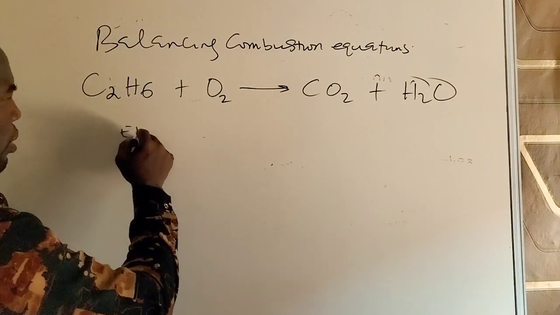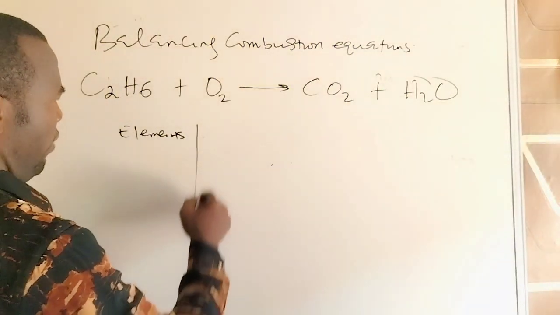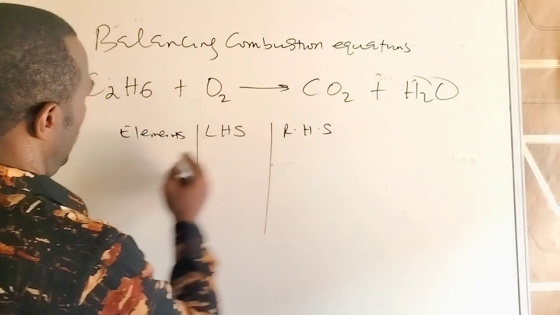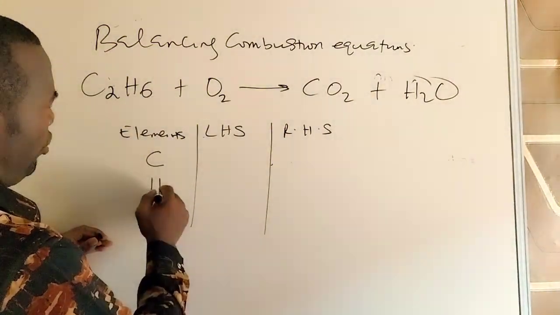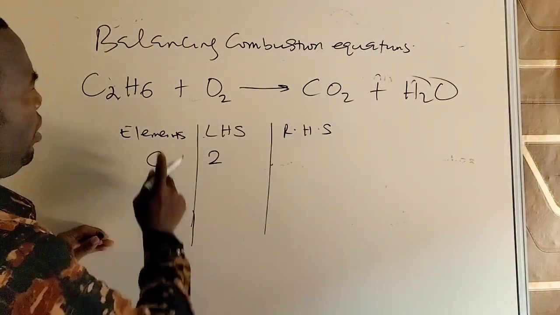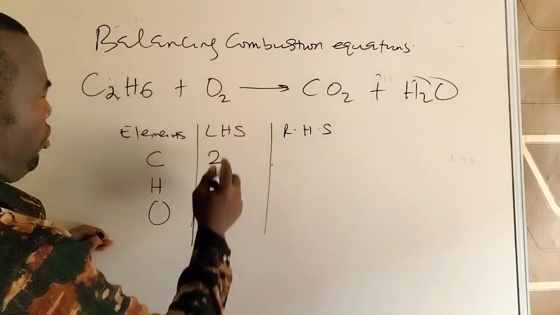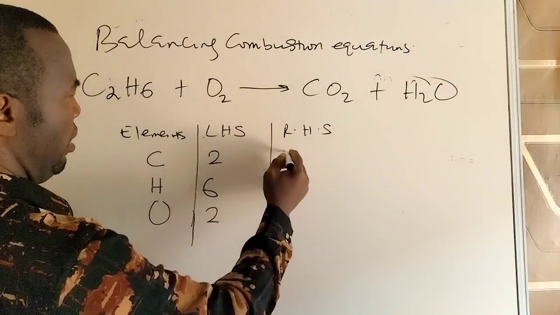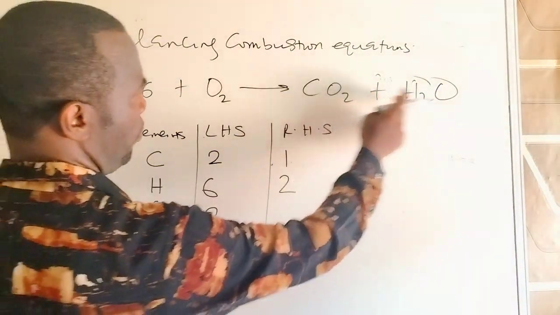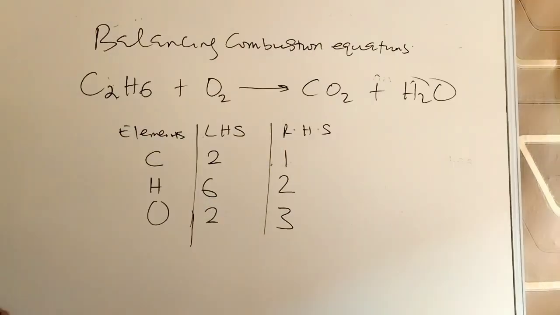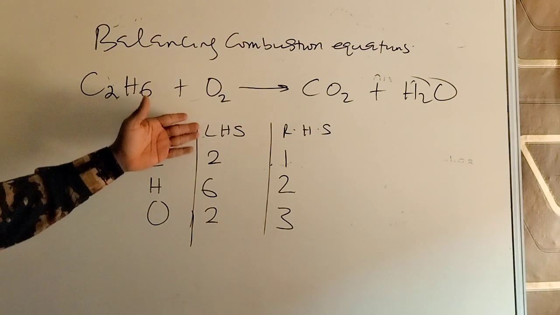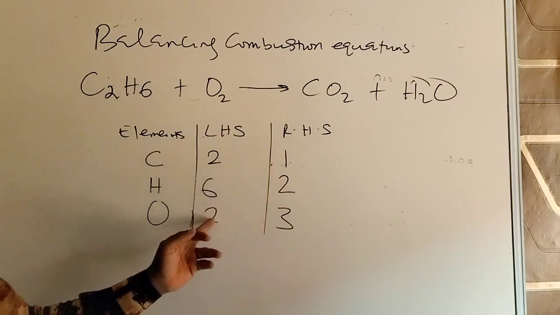You still follow the same table: elements or atoms, left hand side, right hand side or product side. So we have carbon, hydrogen, oxygen. If you count, carbon is 2 atoms, hydrogen 6 atoms, oxygen 2 atoms; carbon 1 atom, hydrogen 2 atoms, oxygen 2 plus 1, 3 atoms. So let's balance the equation. Let's start. We look at all the atoms, they are unbalanced: 2, 1, 6, 2, 2, 3.